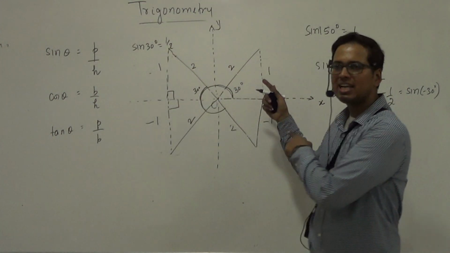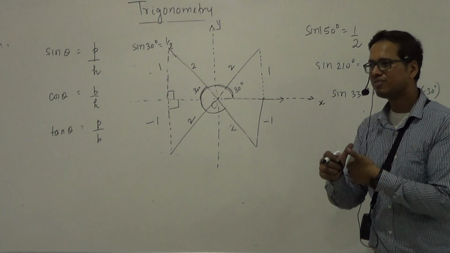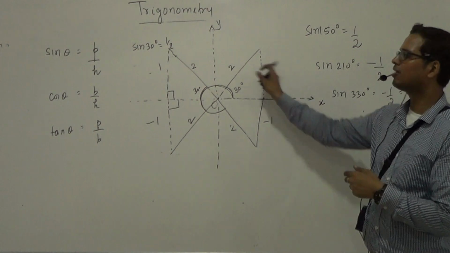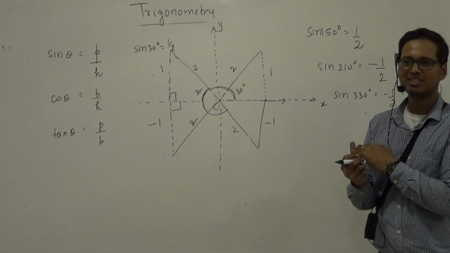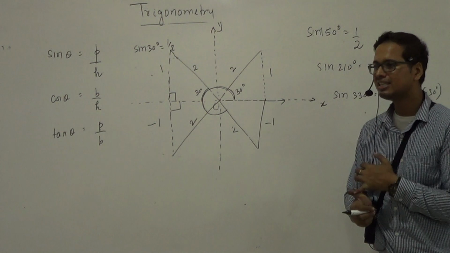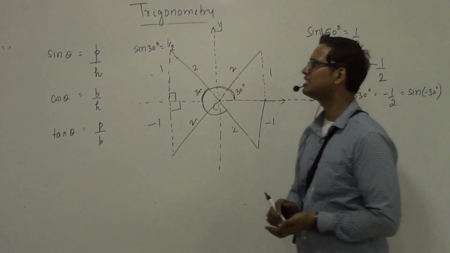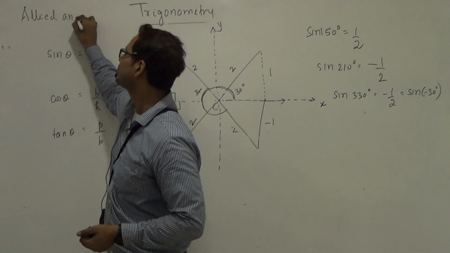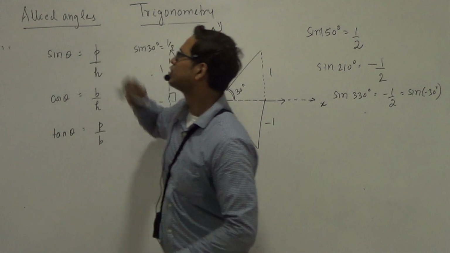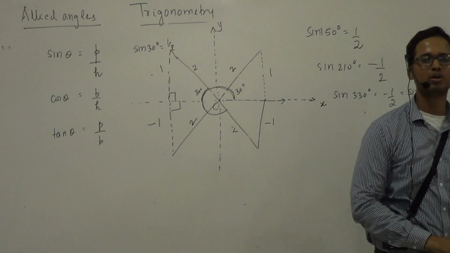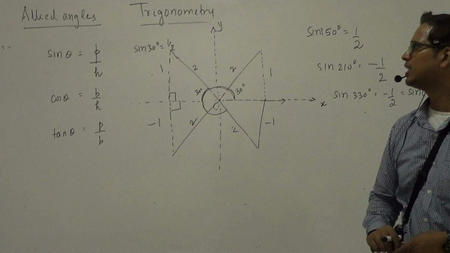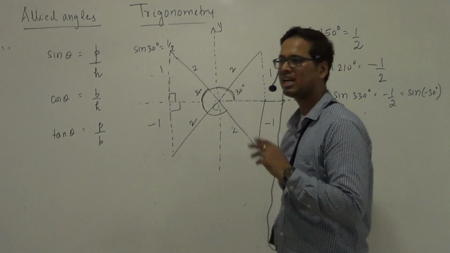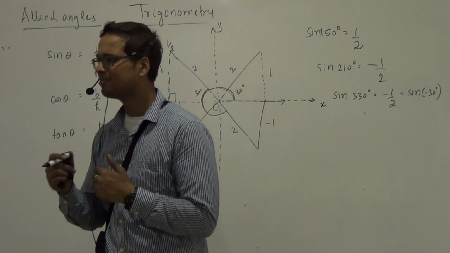Now these angles that I was talking about, 150, 210, 330, and further on I can go to 390, then I can go to 510. All these angles are called allied angles of 30 degree. So this is the topic name that we are going to talk about in this present segment. We are going to talk about trigonometric ratios of allied angles. Allied means, you know the literal meaning of allied?